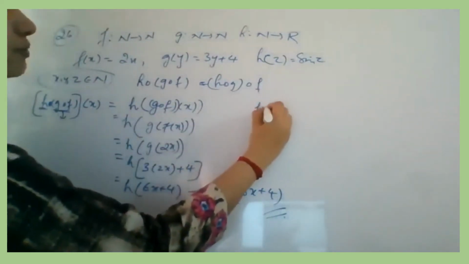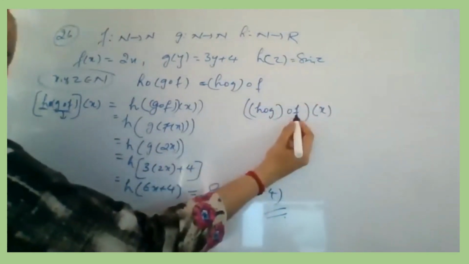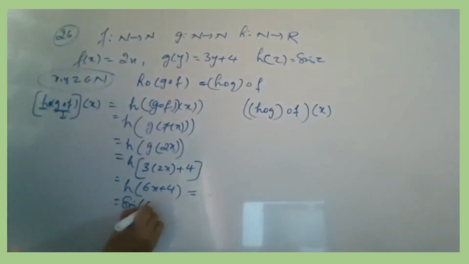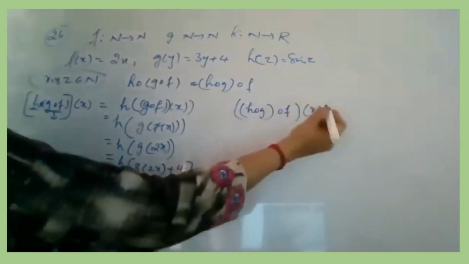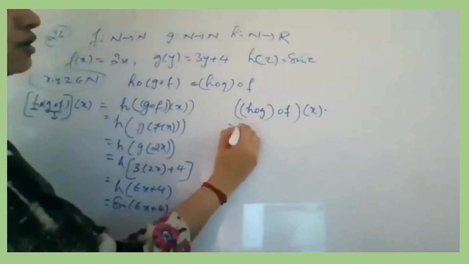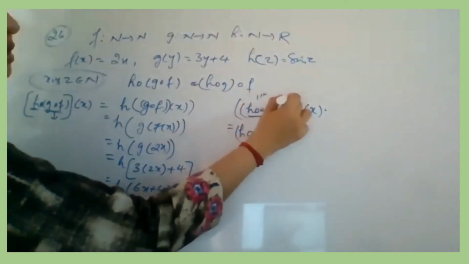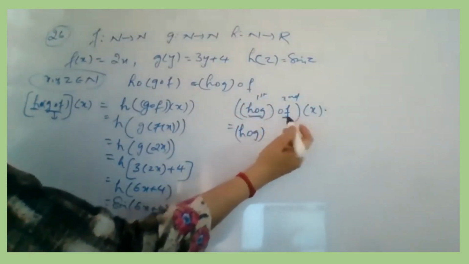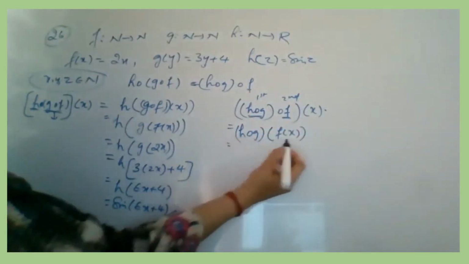We'll start with (h composition g) composition f of x, because again here you have to start with f of x, which is 2x. Now here h composition g is the first function and f is the second function. So you'll get h composition g of f of x, which acts as h of g of f of x.